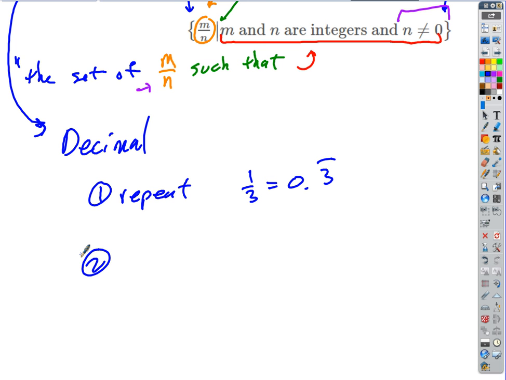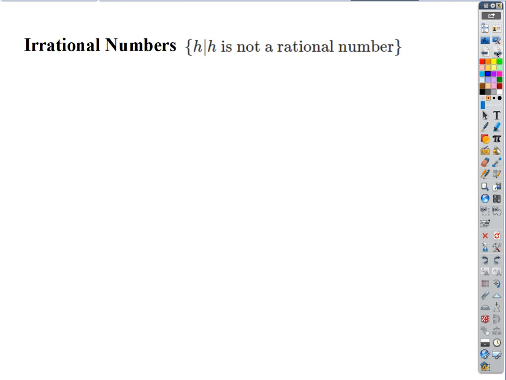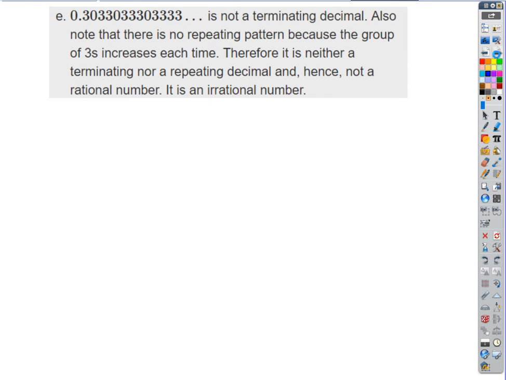2 over 4. There we go. 2 over 4, what's that as a decimal? 0.5, period, right? That's the exact answer. So it terminated. Two things can happen. Either the decimal is going to terminate or it's going to repeat if it's a rational number. Okay?